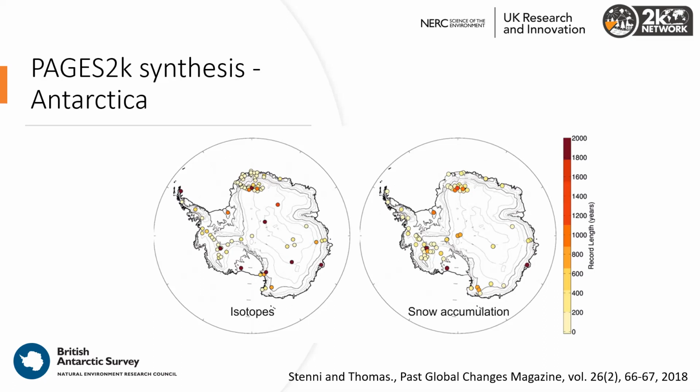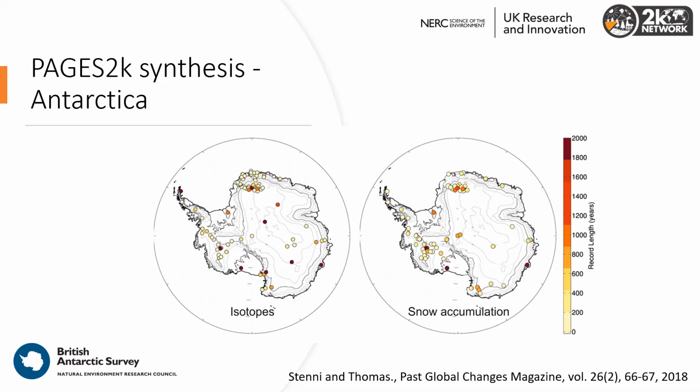And just one thing to point out, something that Barbara Stenni, who led the isotopes, and I, who led the snow accumulation work, noted was the differences in what records were available. For the isotope compilation group, they had 112 records submitted. Of those, 26 were not actually stored in a public data center, so the data had to be requested. Whereas for the snow accumulation, we had much fewer records available to us. We only had 79 records, and of those, 23 were not stored in a data center.